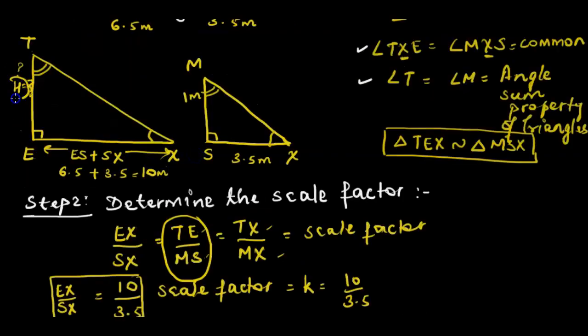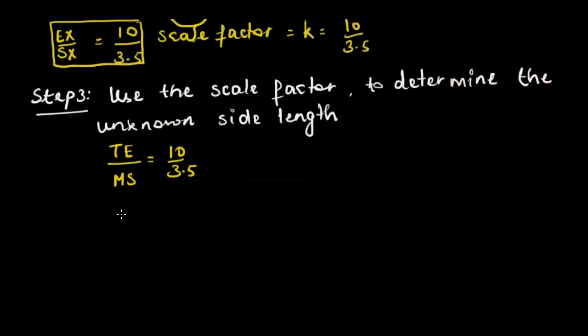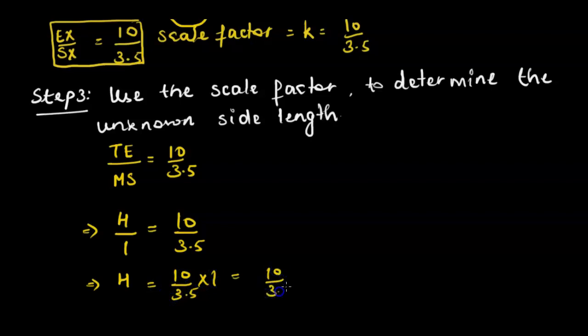TE is nothing but the height of the tree. We can substitute it as H, and MS is nothing but a meter stick, so the length of this is 1 meter. Therefore, we would write down H over 1 is equal to 10 over 3.5. All we have to do is just cross multiply. So we would get H equal to 10 over 3.5 times 1, and that is equal to 10 over 3.5, which is equal to 2.857 meters.